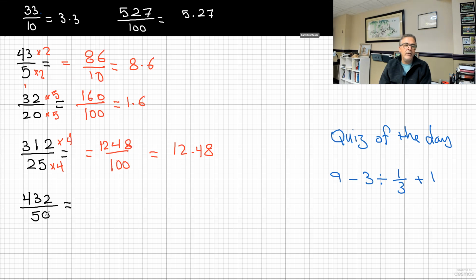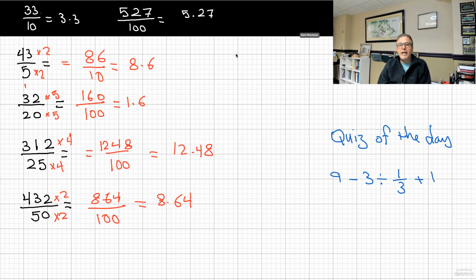How about here? 432 divided by 50. 50 is great. I could also multiply that by 2 to make it 100. And then whatever I do to the bottom, I do to the top. And that will give me 2 times 2 is 4, 2 times 3 is 6, 2 times 4 is 8, divided by 100. And that will give me 8.64 according to this. All right, and this is much simpler than doing the long division.